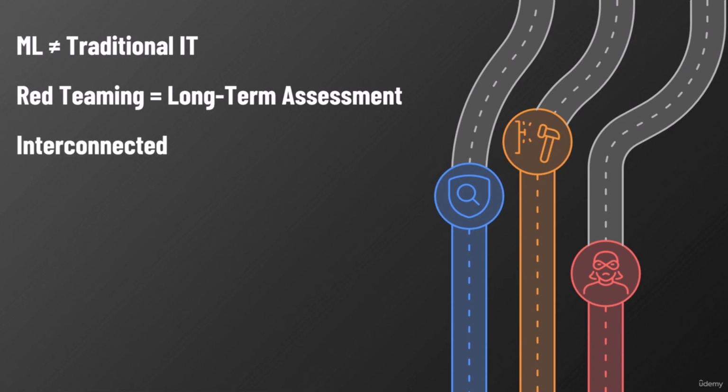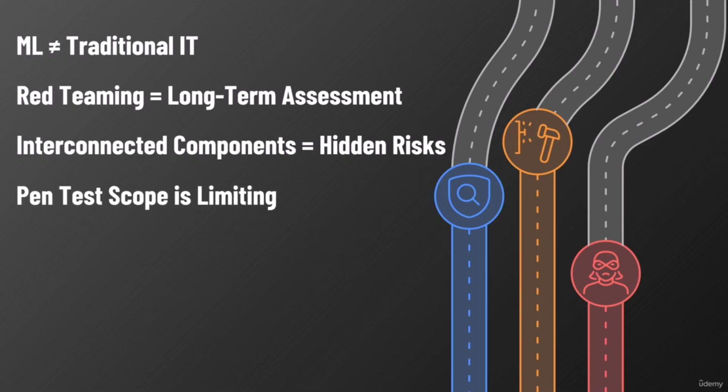In addition, ML systems are made up of multiple, interconnected parts. Vulnerabilities often emerge at the interfaces between these components. That's why it's critical to include the entire system in the security evaluation. Defining the scope of a penetration test in these cases can be tricky. It may unintentionally leave out important components or interactions, leading to missed security flaws that only a broader, more holistic red team exercise could uncover.